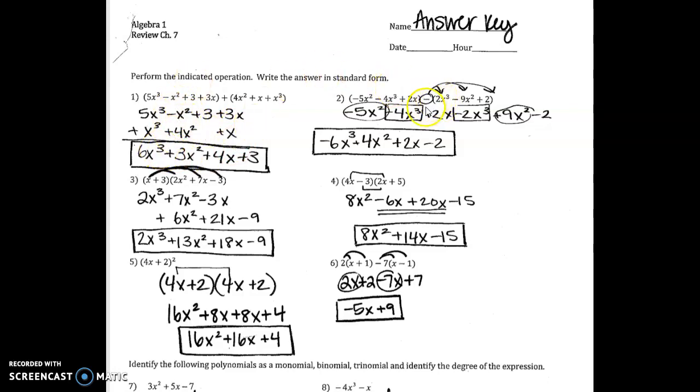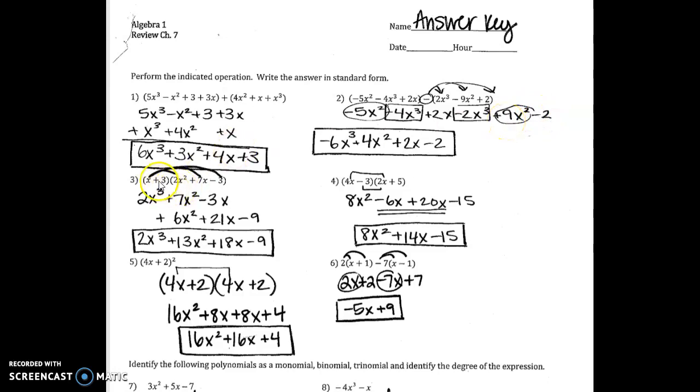Number two, super important. I would strongly suggest you distribute this minus or -1 to each of these terms and then combine like terms, because you're subtracting that. You're subtracting a negative, so that makes a positive. You're subtracting the 2. So be careful with that.